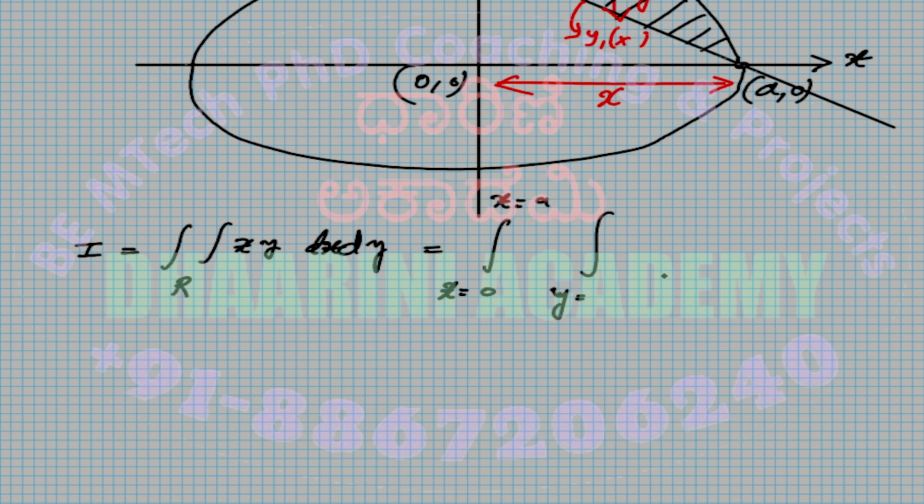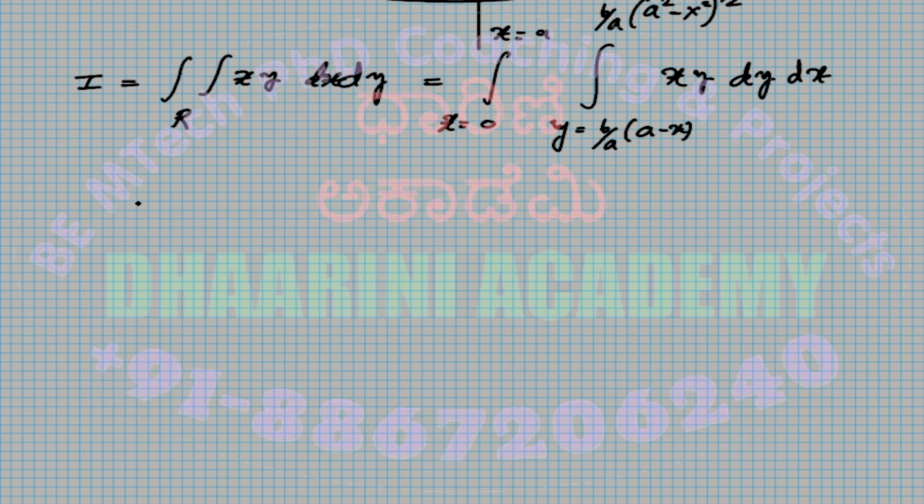So y starts from the straight line, that is b by a into a minus x, and the upper limit should be b by a square root of a squared minus x squared, power half, into simply x into y. Now you see dy dx. This has to be very specific. I cannot write dx dy because I am specifying the limits. Are you okay? Right, let's do the integration normally.